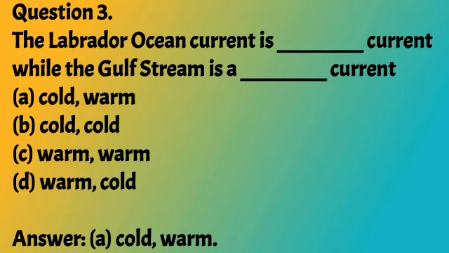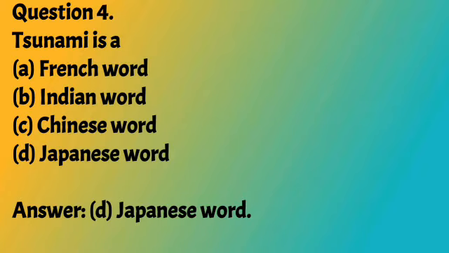Question 3. The Labrador Ocean current is blank current while the Gulf Stream is a blank current. A. Cold, warm, B. Cold, cold, C. Warm, warm, D. Warm, cold. Answer A. Cold, warm.